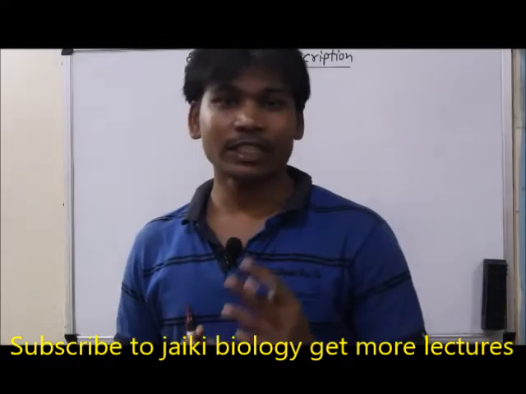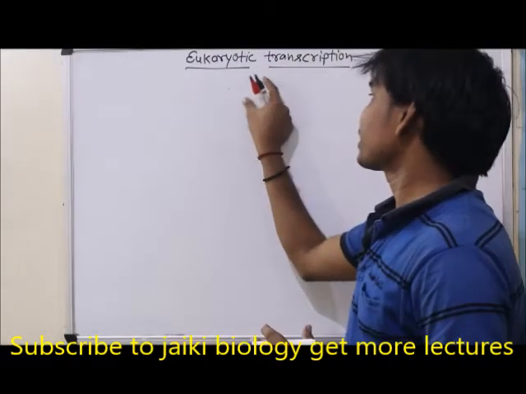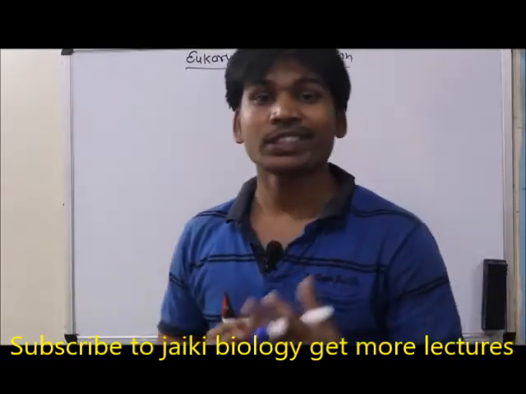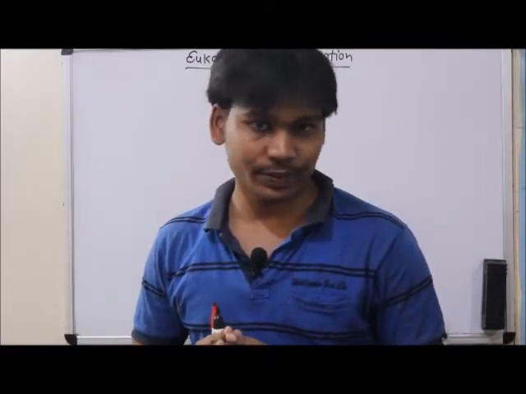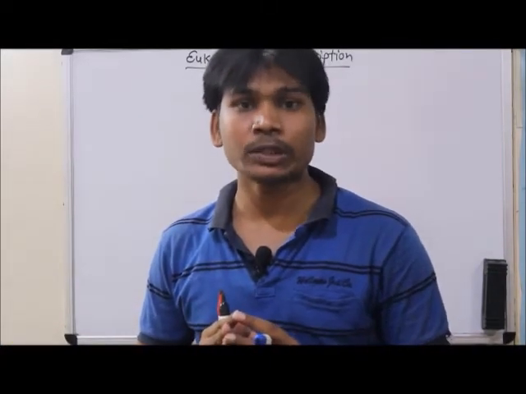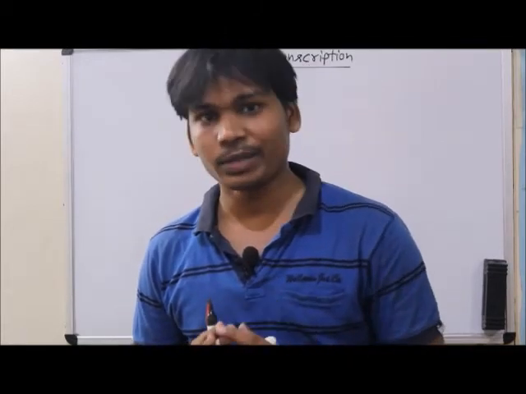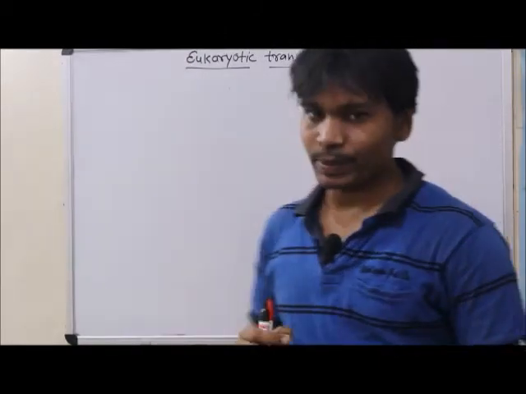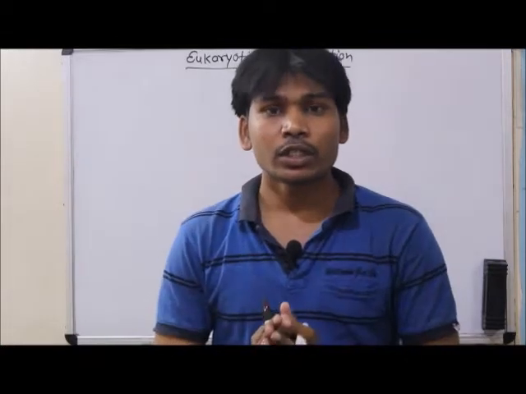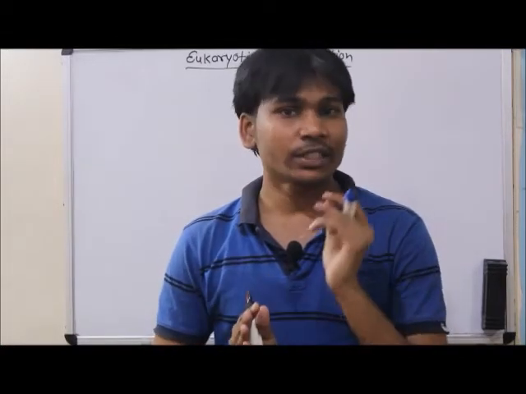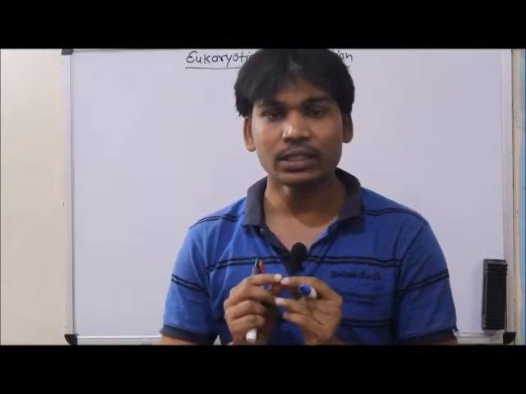Hi friends, welcome back to JK Biology. Today I will describe eukaryotic transcription and how it differs from prokaryotic transcription, and which polymerases are involved in eukaryotes and how they differ from prokaryotic RNA polymerases. There are three types of RNA polymerase involved in eukaryotic transcription: RNA polymerase I, II and III.